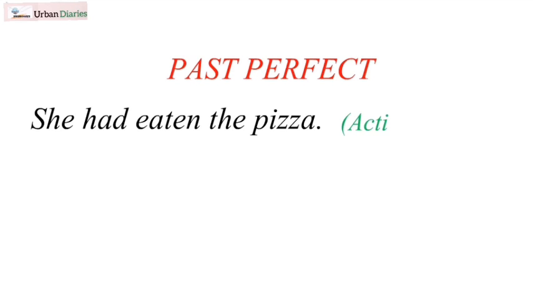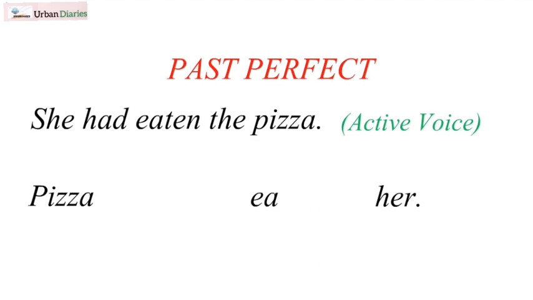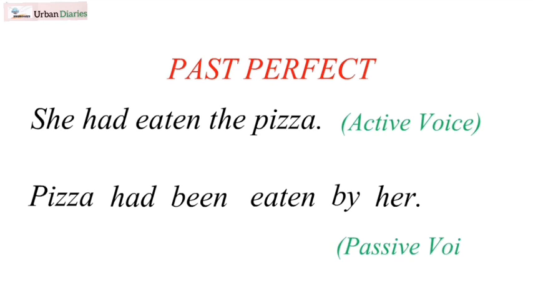Make sure to follow all 5 steps. Identify the subject, verb and object. Change the position of subject and object. Change the main verb into its third form. Put the correct helping verb and put by before the subject. So the correct answer is pizza had been eaten by her. I'm sure that is quite easy for you now.